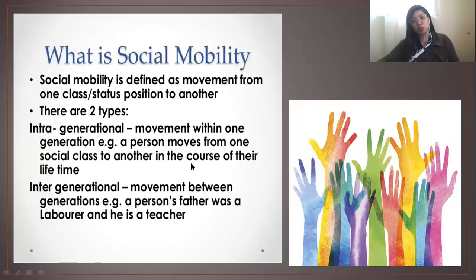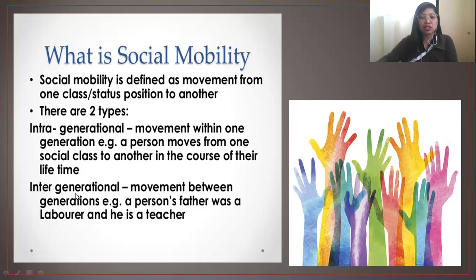So let's go now to social mobility. Social mobility is defined as movement from one class or status position to another. So there are two types. We have the intragenerational, which is the movement within one generation. For example, a person moves from one social class to another in the course of their lifetime.